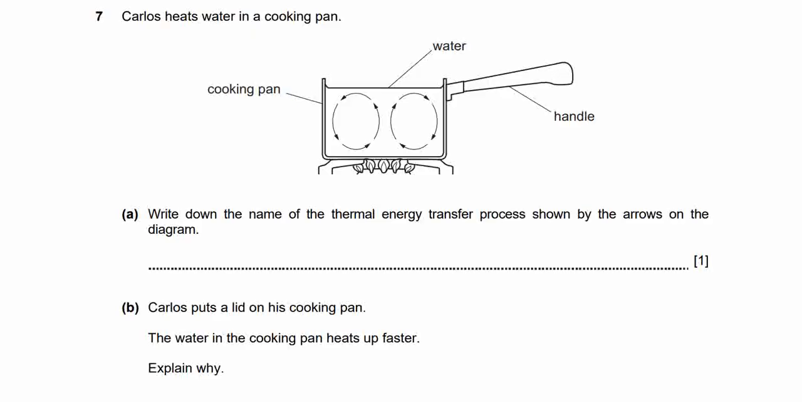Next question, question 7. Carlos heats water in a cooking pan. This is a cooking pan, this is the heat source, and this is the water and the handle. Write down the name of the thermal energy transfer process shown by the arrows on the diagram. This will be a convection current in the water because the water is being heated up.